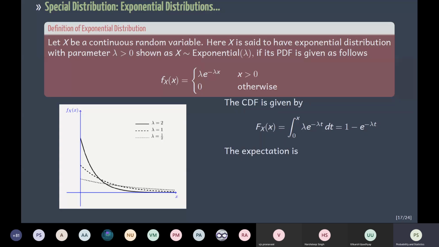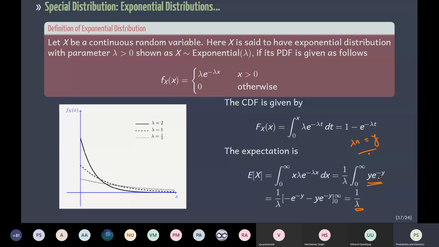So expectation, these are formalities. The expectation is x times the PDF. If we do the calculations, it will come out to be this. These integrations I leave up to you. You are good with this type of integration by now, so it should be okay. Some simple tricks I've used are substitutions like lambda x equals y and so on, just to make it compact. You can also integrate it directly. It doesn't matter in this case.